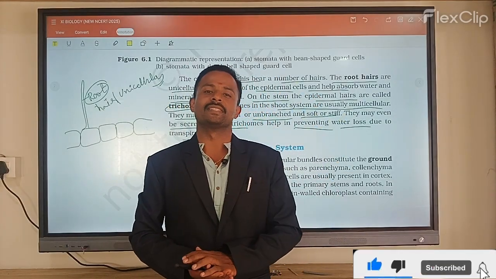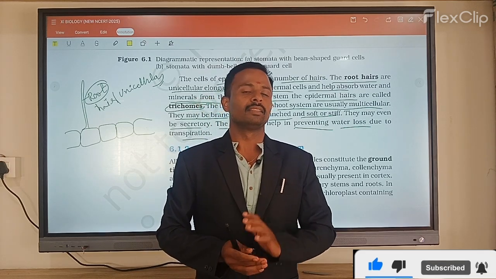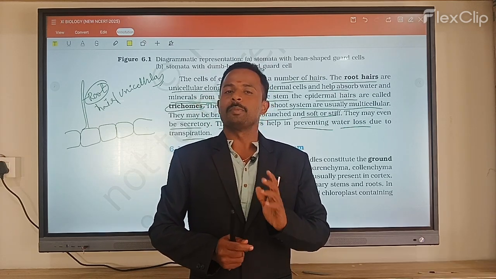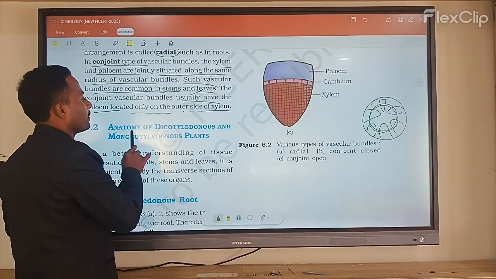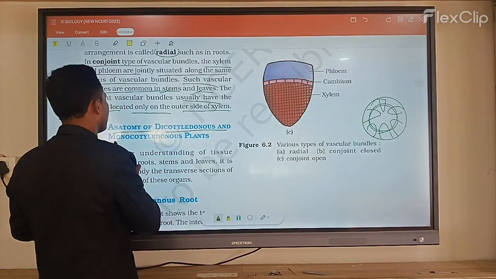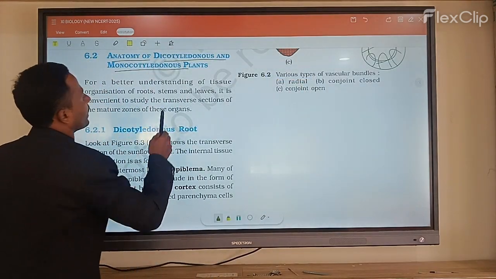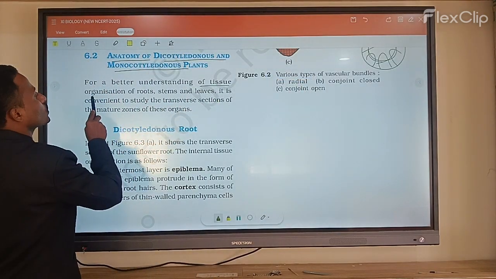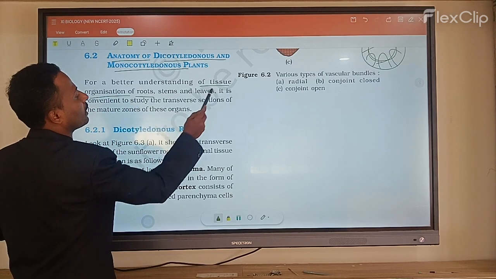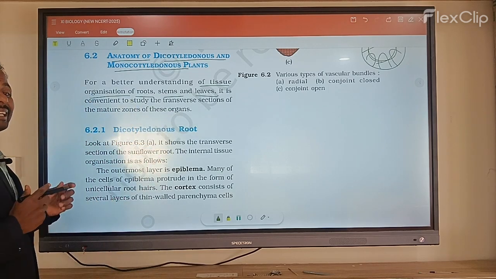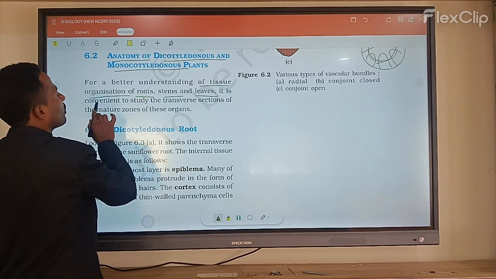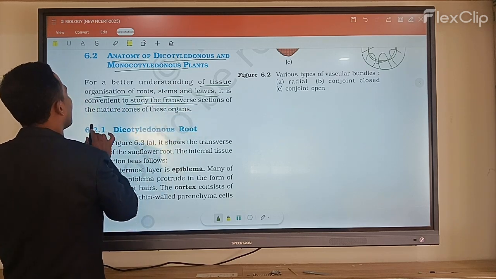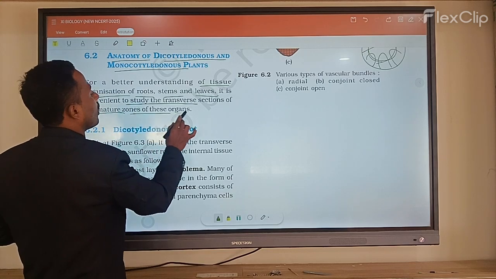For this section we will discuss NCERT class 11, the chapter Anatomy of Flowering Plants, part 2. Next we will discuss the anatomy of dicotyledon and then monocotyledon plants, for a better understanding of the tissue organization from root to stem to leaves. The internal structure of root, stem and leaf is convenient to study in the transverse section of the mature zone of this region.